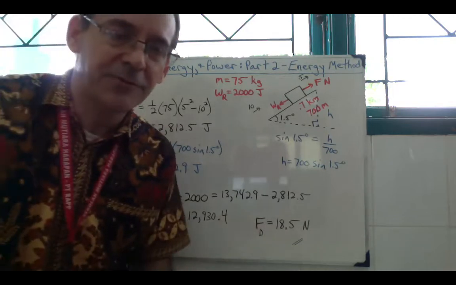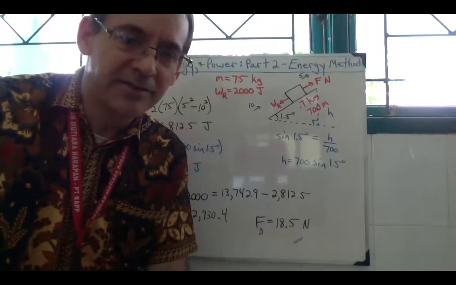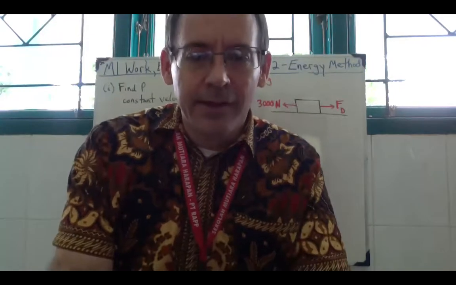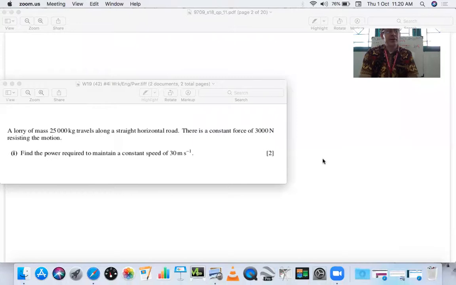Okay, so that's our first one. Let's look at the second one. Okay, let's read our second question together. Here we go. A lorry of mass 25,000 kilograms travels along a straight horizontal road. There is a constant force of 3,000 newtons resisting the motion. Find the power required to maintain a constant speed of 30 meters per second.